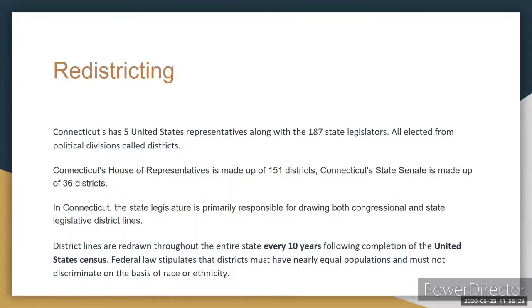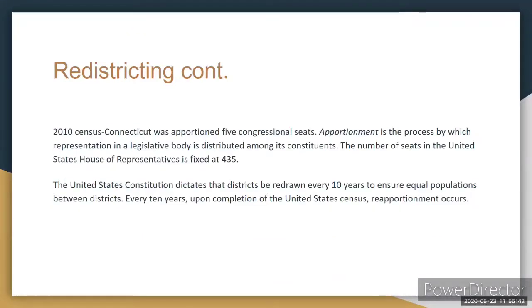Connecticut's House of Representatives is made up of 151 districts. Connecticut State Senate is made up of 36 districts. In Connecticut, the state legislature is primarily responsible for drawing both congressional and state legislative district lines. Following the 2020 census, Connecticut was apportioned 5 congressional seats. Apportionment is the process by which representation in the legislative body is distributed among its constituents.